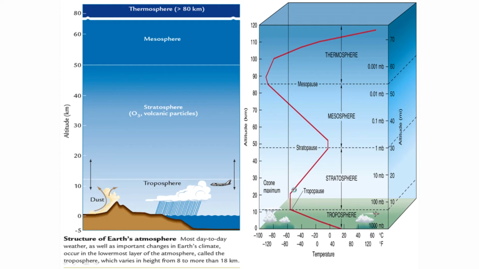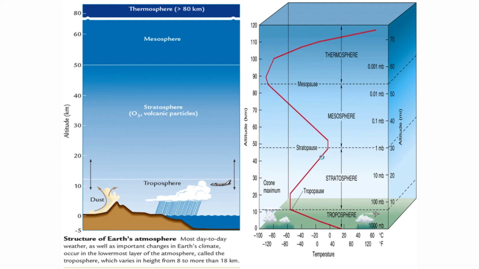This place where the gradient change happens is called the tropopause. I briefly mentioned earlier that the stratosphere gets warmer because the ultraviolet radiation is bombarding the oxygen molecules here and generating ozone out of oxygen molecules. So, ozone formation is an endothermic reaction which absorbs the UV energy, and hence it warms the stratosphere.